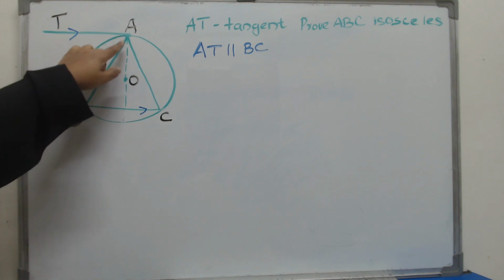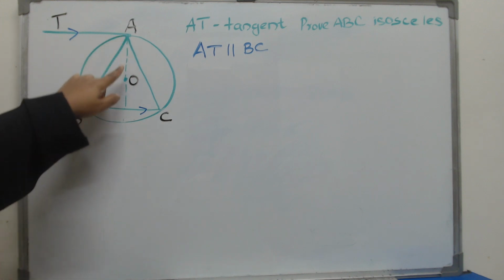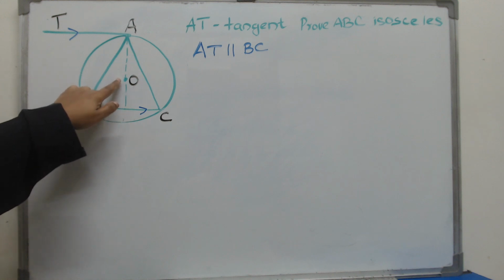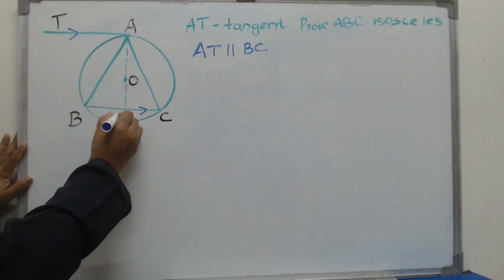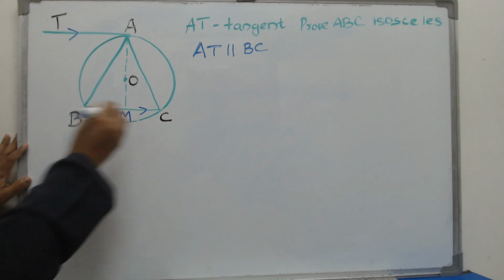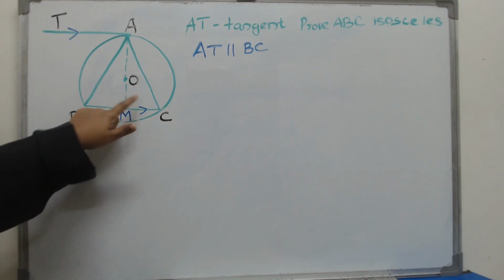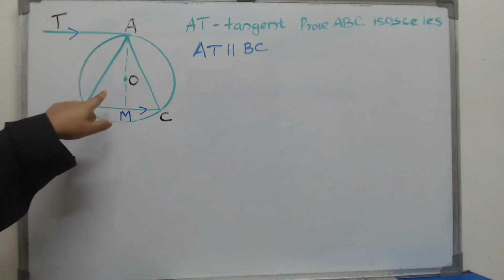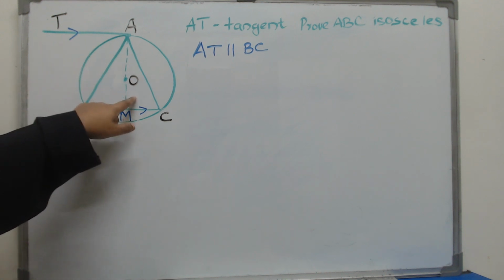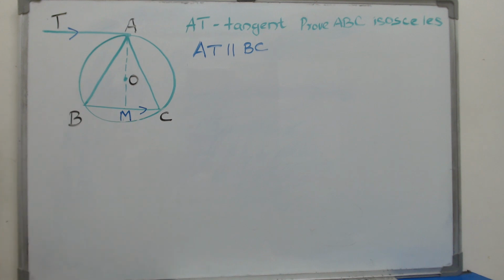Now here we are given a very interesting hint. You see this line in between passing through O. If we can name this point, say M, all we have to do is prove that these two small triangles, instead of taking the big triangle, are congruent. Is that possible? What do we know?